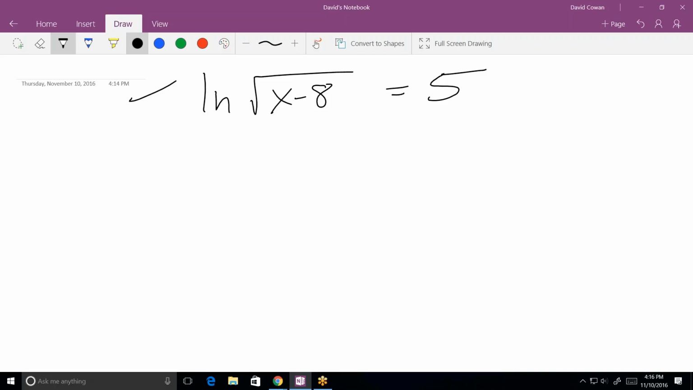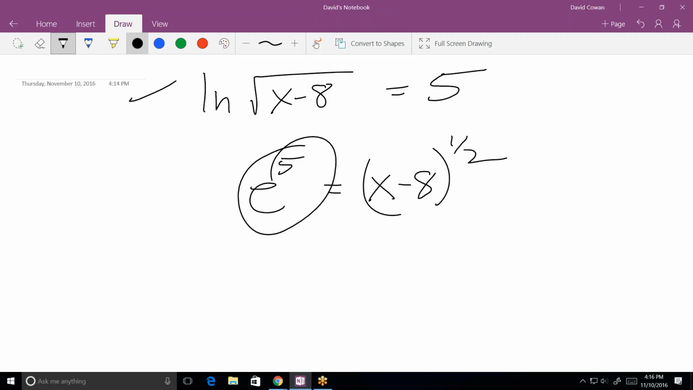Isn't it e to the 5th equals the square root of x minus 8? Yep. And let's do it that way. Exponents work better when you're dealing with either logs or calculus or anything else, and you quickly dispense with these radical signs. Now, that's a number, right? But how would you initially solve this? What would your first step be here? Trying to find a common base.